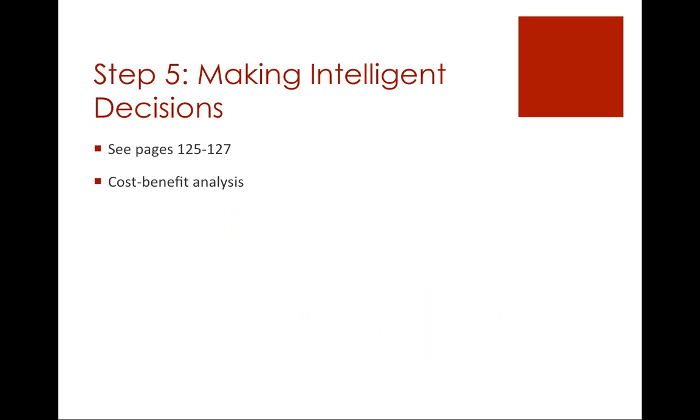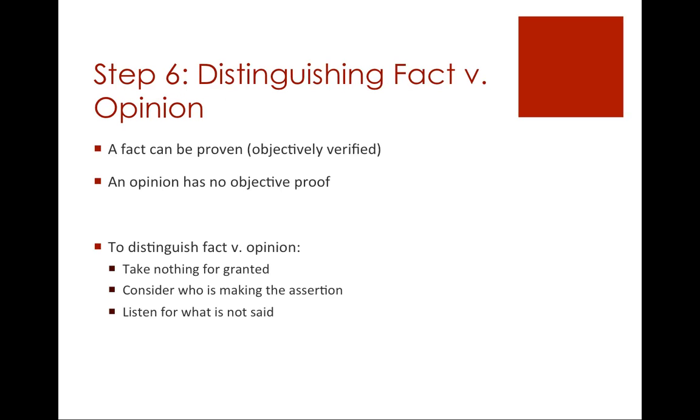Step 5 in critical thinking is making intelligent decisions. On pages 125 through 127, they talk about this and give more detail. In essence, intelligent decision making is really more art than science, but it's an important art. The key is to try to avoid letting our emotions swallow us up and drive our decision making. Using logical reasoning and things like cost-benefit analyses help us find the best courses of action. It doesn't mean that all the decisions will be easy, but if you can stay grounded, look at the costs, look at the benefits, at least it gives you some assurance that maybe you're making wise choices.